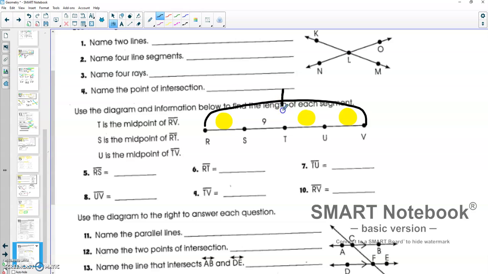S is the midpoint of RT. So I have S here. So it's in the middle of R and T. So if this is 9, what is this? Remember, it cuts in half. It's 2 equal parts. That's my help for this one.